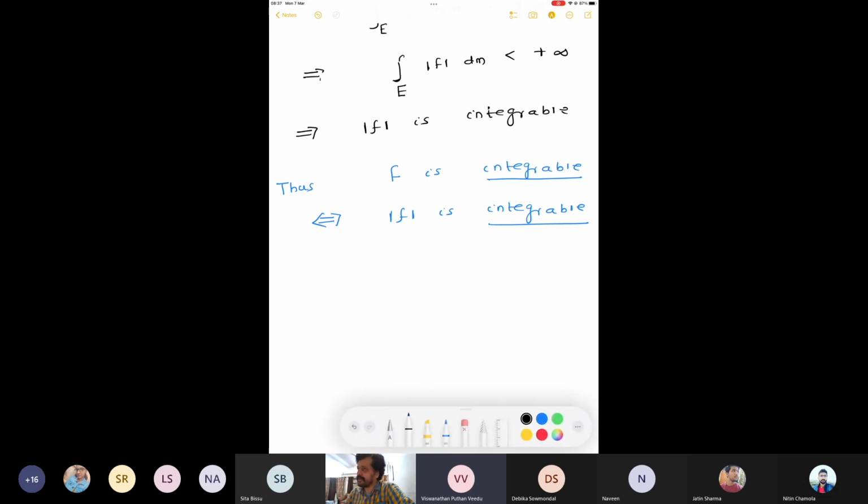Is it true in the Riemann sense? A function is Riemann integrable if and only if its modulus is Riemann integrable? No, sir. That's not correct. For instance, you can work with the Dirichlet function: f of x is equal to 1 when x is rational and minus 1 when x is irrational over 0, 1. If you take this, it is not integrable, whereas mod f is a constant function which is integrable in the Riemann sense.